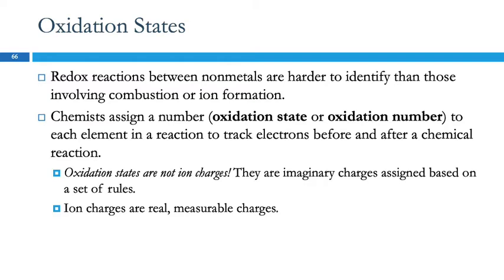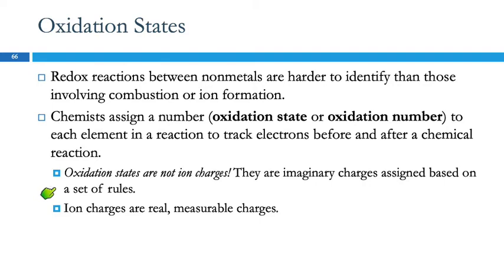So when we look at nonmetals, it's much harder to identify a redox reaction. We don't see something gaining oxygen, as in combustion, and we don't see ions being formed. So chemists made up something called oxidation states to help us figure out what's being oxidized, what's being reduced. Basically tracking the electrons. And it takes a little bit of getting used to, but it's actually much easier than learning all the theory behind being able to predict this otherwise.